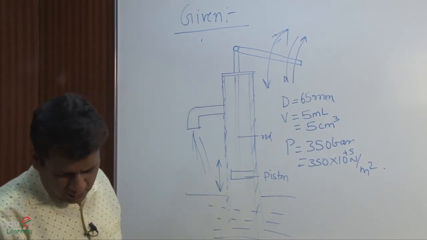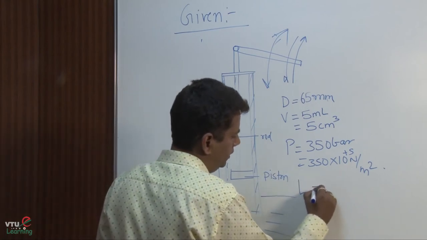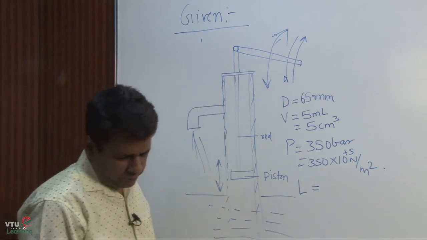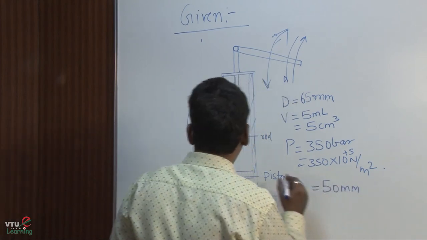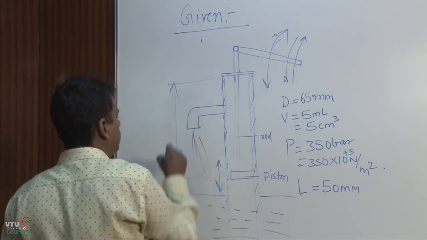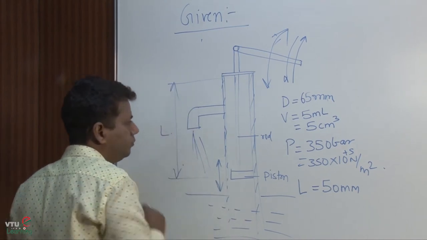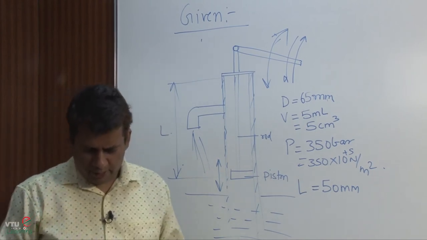So the length of the cylinder displacement or stroke is equal to how much? 50 millimeter. So the stroke is the movement from this end to this end. So this is the stroke, right? So the movement of the piston from one end to another end.